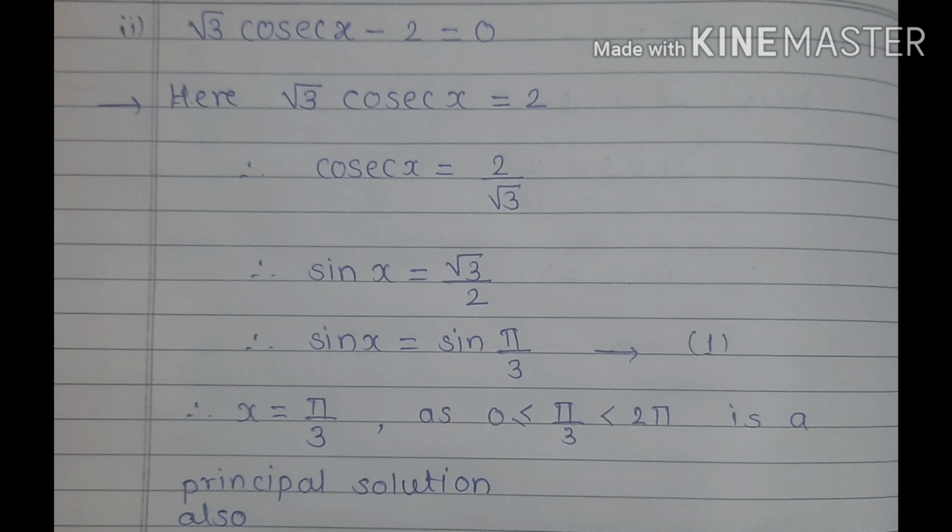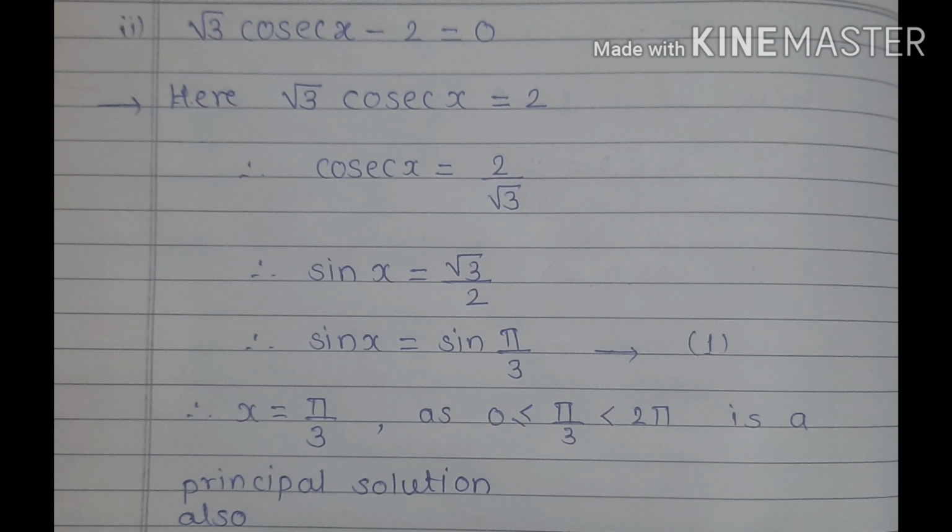Consider second example, root 3 cosec x minus 2 is equal to 0. Here, root 3 cosec x is equal to 2. Therefore, cosec x is equal to 2 upon root 3. Therefore, sin x is equal to root 3 upon 2. As sin x is the inverse function of cosec x, we can take sin x is equal to root 3 upon 2. Therefore, sin x is equal to sin of pi by 3. Call this equation 1.